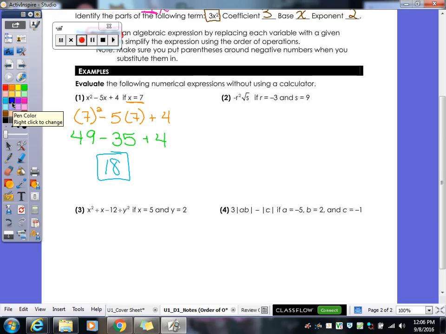So let's look at example number 2. What are we plugging in for r? Negative 3. And then s, we're plugging in a 9. So we have a negative sign in front of our r squared. So I'm going to put that negative sign there. And then again, when I plug in that negative 3 for the r, I'm putting it in parentheses. So you have negative parentheses, negative 3 squared. And then we have next to it the square root of 9. So I'm plugging in my 9 for my s.